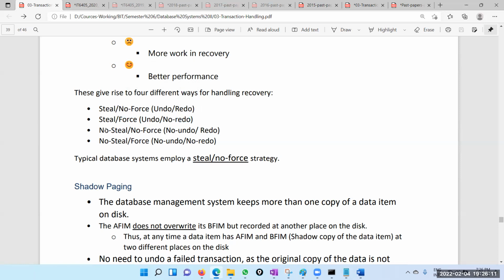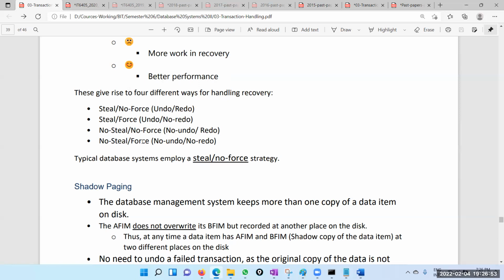Okay. So then no steal, no force. Since you are doing no steal, you don't have to undo. But you are not forcing it. At the commit point, sometimes you don't flush it. So therefore, you may have to do the redo. Then force, no steal: without committing, you don't flush it, so you don't have to undo. Force means immediately when commit happens, you flush it. So therefore, you don't have to redo. If your transaction log says commit, it is in the file.